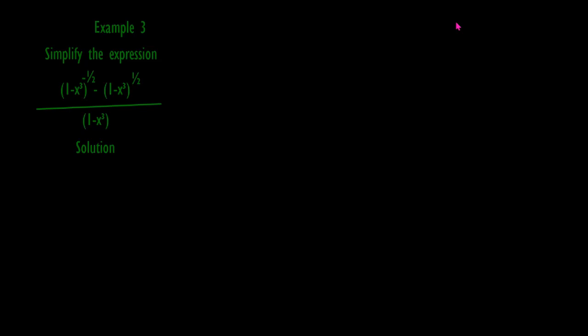So example number 3, simplify the expression (1 minus x cubed) all raised to negative a half, minus (1 minus x cubed) all raised to a half in the numerator, then in the denominator 1 minus x cubed. You can see 1 minus x cubed is a common factor for both numerator and denominator. To make it simpler, we let 1 minus x cubed be another unknown, maybe a.